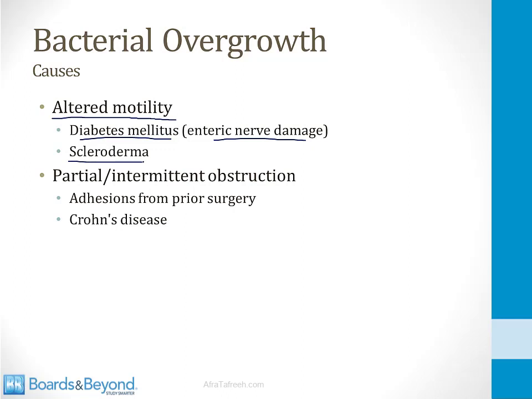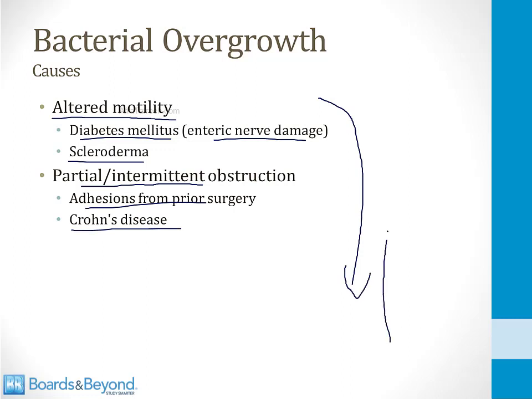You can also get bacterial overgrowth when there is partial or intermittent obstruction of the lumen of the small intestine. This can occur when there are adhesions from prior surgery or sometimes in patients with Crohn's disease. But in both cases, the principle is the same. Things are not moving normally through the small intestine, and as a result, those bacteria from the colon can creep backwards and start to grow inside the small intestine.